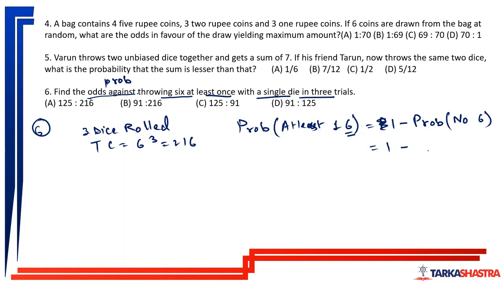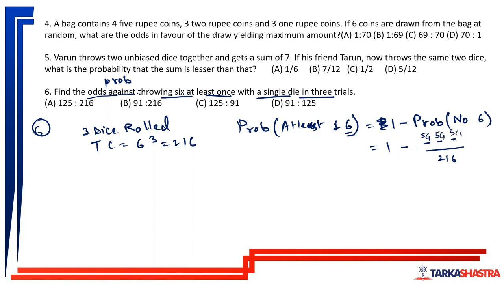So total cases 216, and the no 6s case. So first, second, third. So first, 5C1. Why? Because any one among 1 2 3 4 5 will work, right? Any one among 1 2 3 4 5 will work. Second, any one among 1 2 3 4 5 will work.